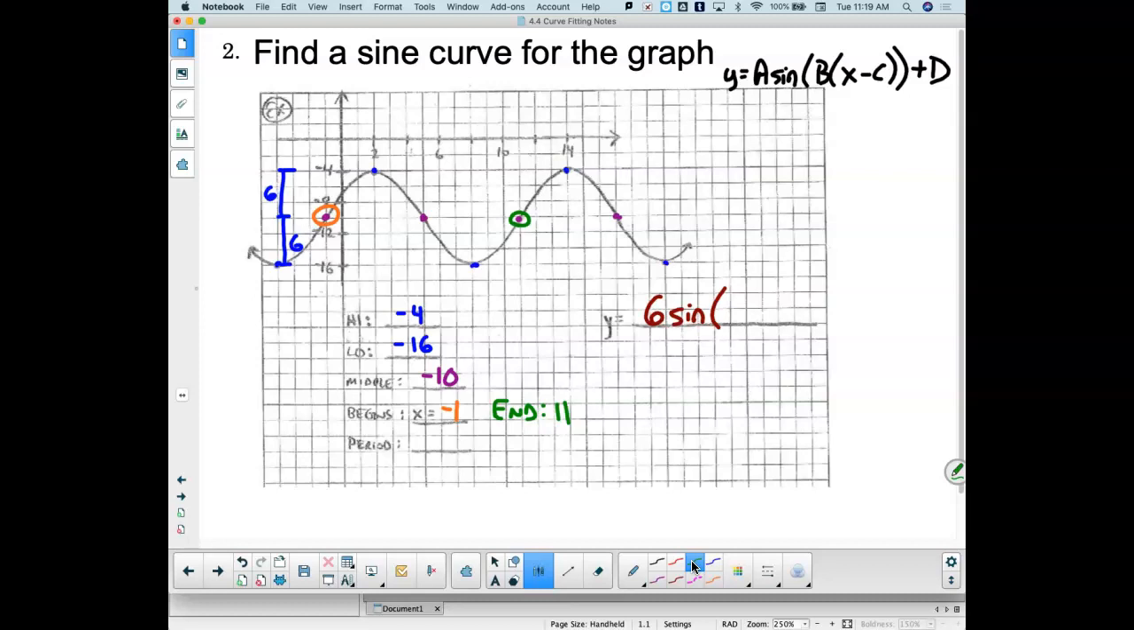Agree? Speak now or forever hold your peace. Works for me. What you got? Well, the period is 12 then, right? Because if I begin at negative 1 and I end at 11, my period is 12. So what's my B value?